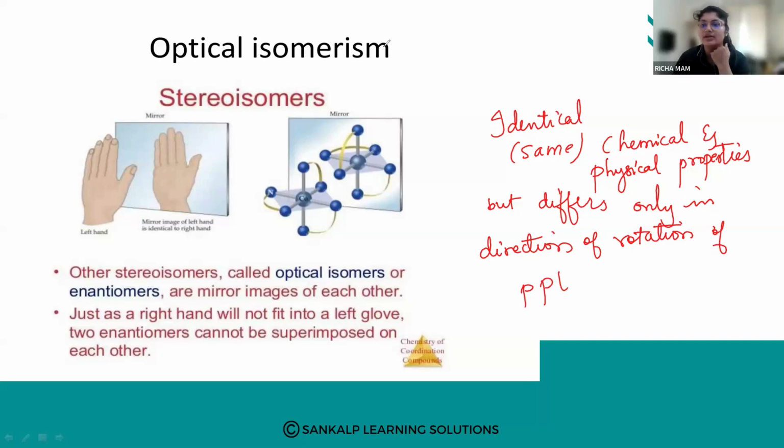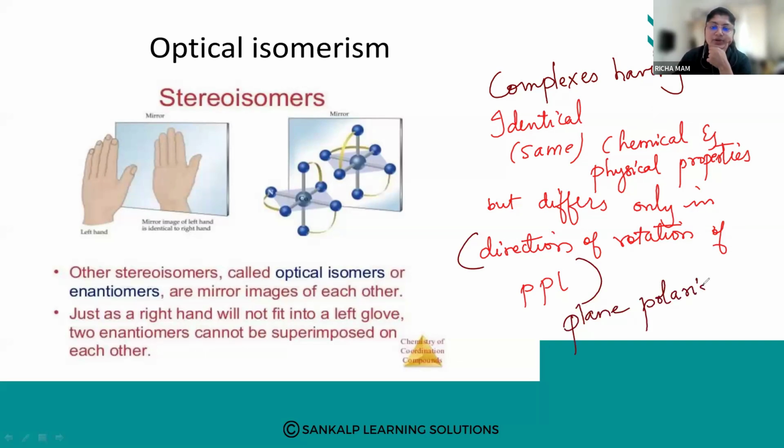They are called optical isomerism. Whenever complexes have identical chemical and physical properties but differ only in the rotation of plane polarized light, such complexes are called optical isomers, and the phenomenon is called optical isomerism.